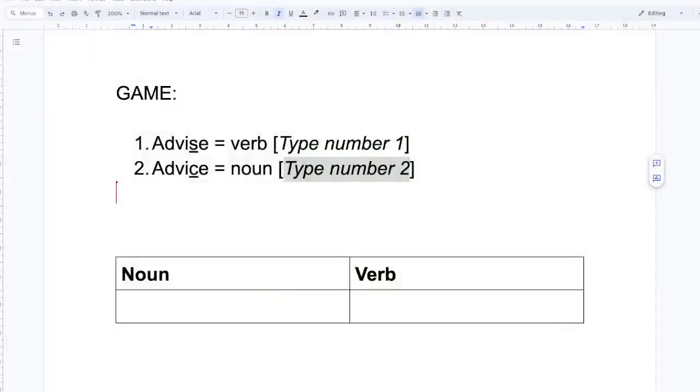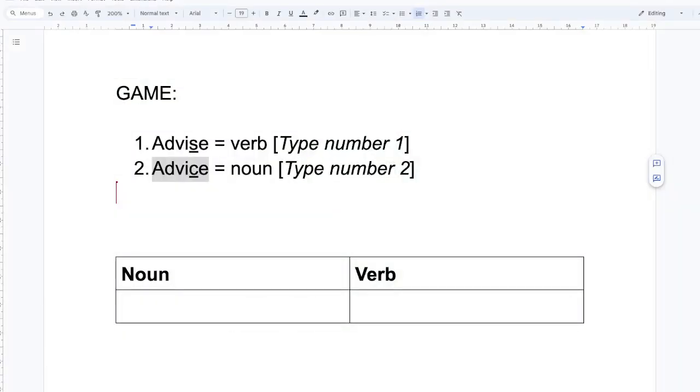So here's the first one. Advise. Is that the verb or the noun? Listen again. Advise. Just type it in the chat. You have to type 1 or 2. So Ola, she's saying that that's number 2. So Ola, you think it's the noun. I'm sorry, it was the verb. It was the verb, okay?